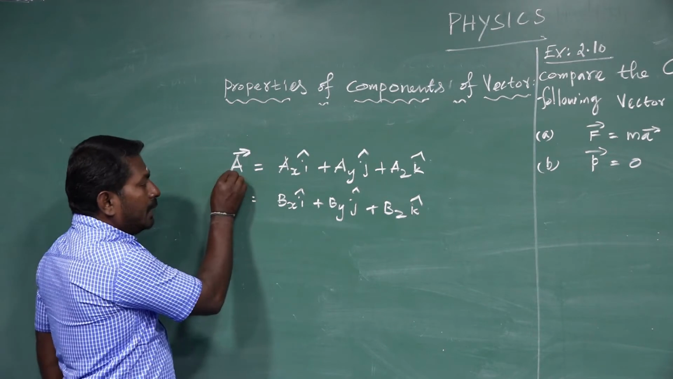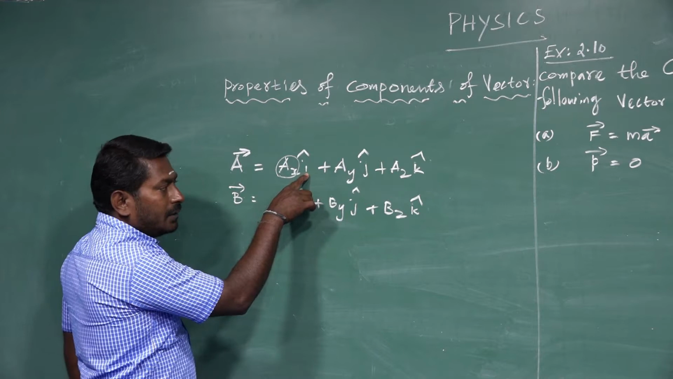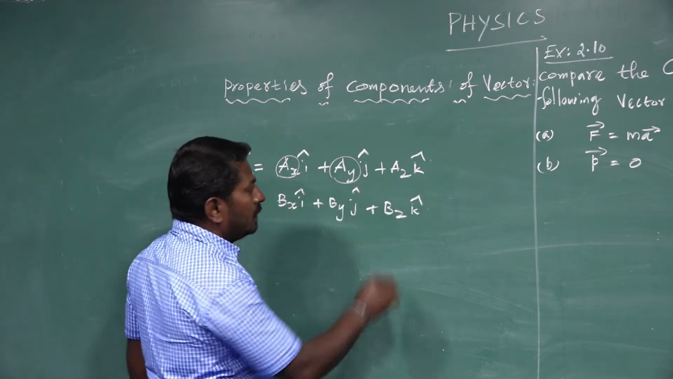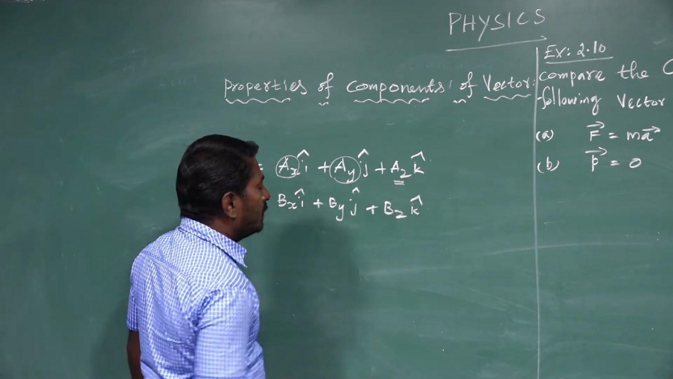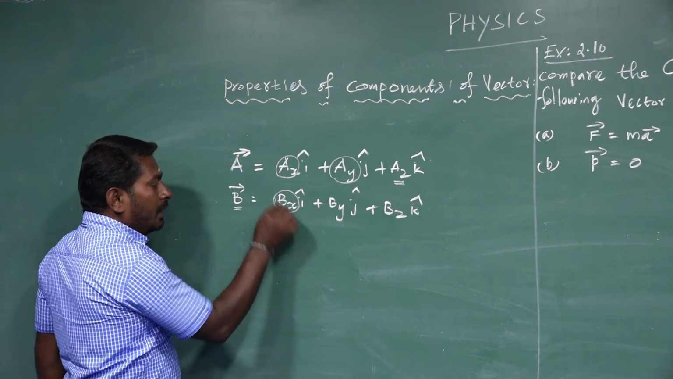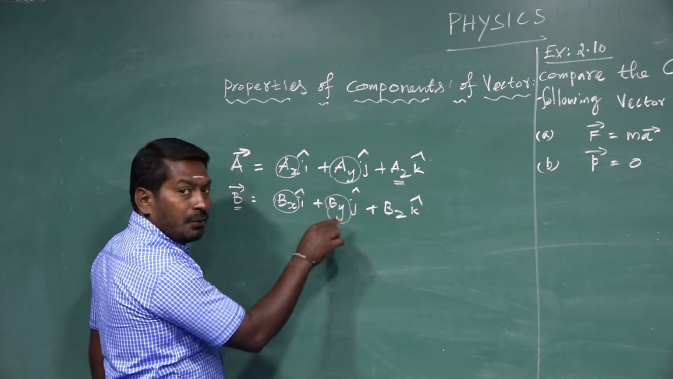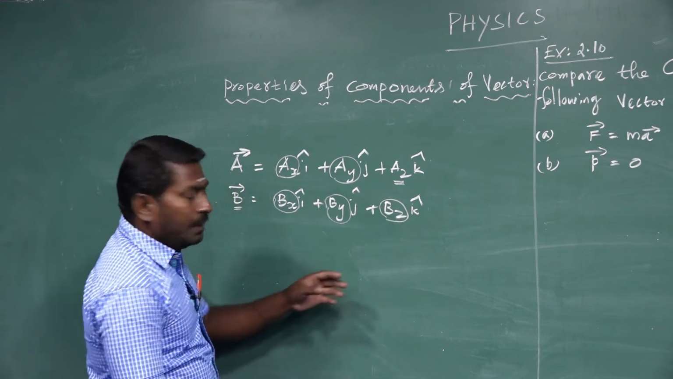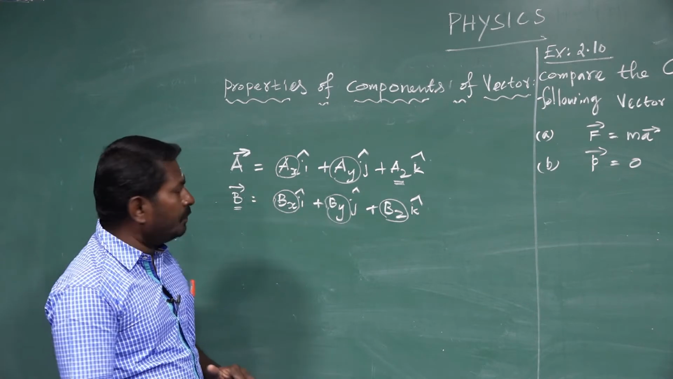For example, for A vector, Ax is the component of A vector along the x-axis. Ay is the component of A vector along the y-axis. Az is the component of A vector along the z-axis. For another vector, B vector, Bx is the component along the x direction, By along the y direction, and Bz along the z direction. So these are the components of a vector.